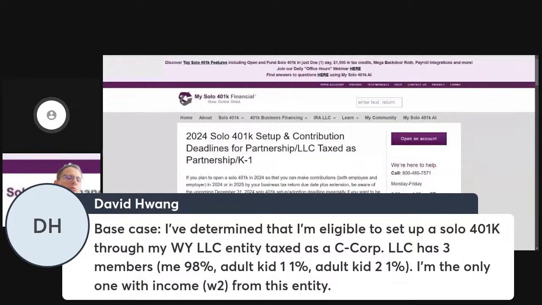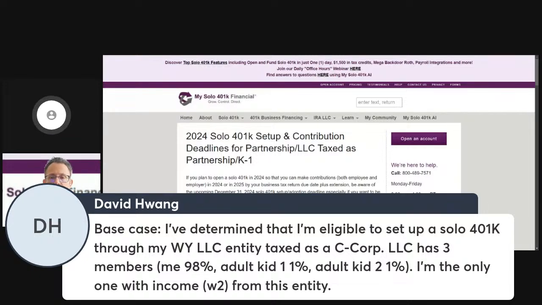So the solo 401k plan would be sponsored by that limited liability company. You would contribute based on your W-2 wages. Your adult kids would not contribute if they don't have any W-2 wages. So just you can contribute, provided again that your adult children own at least 3% or more of that LLC.